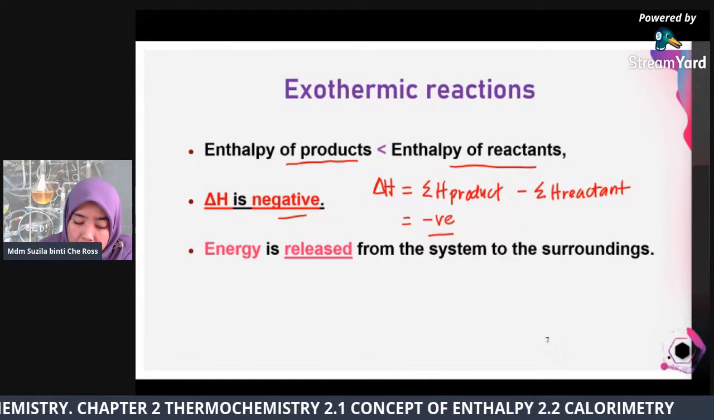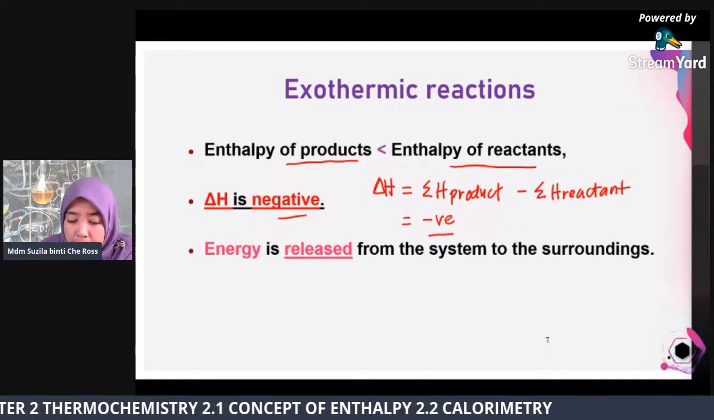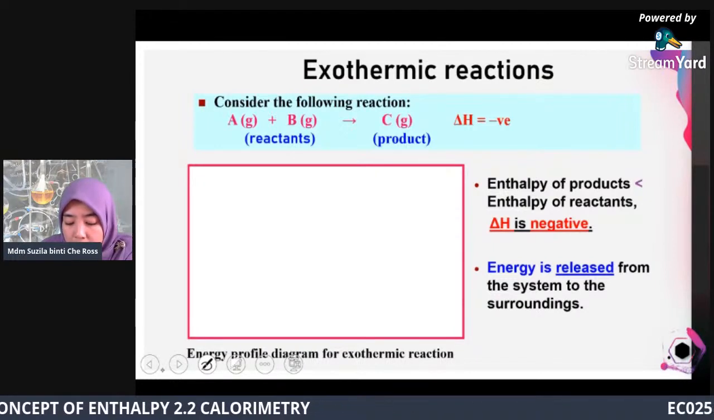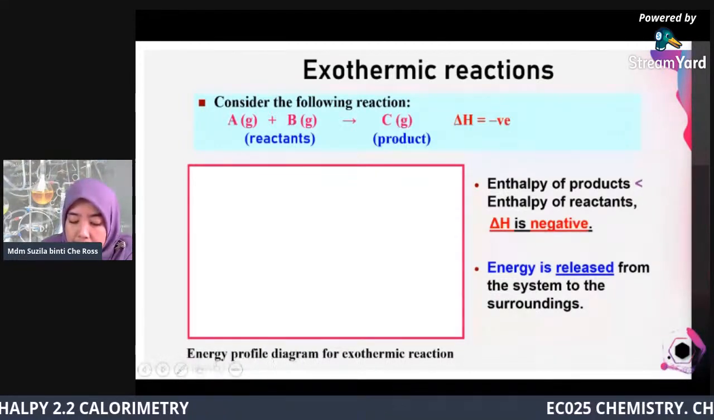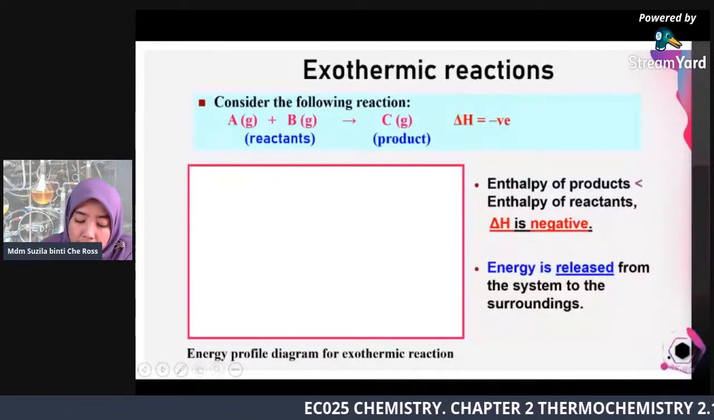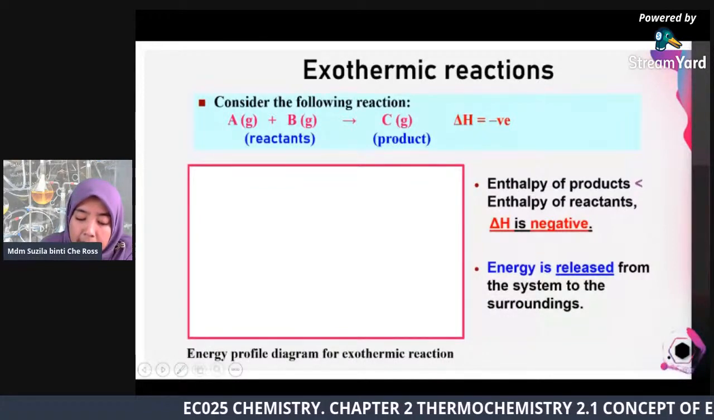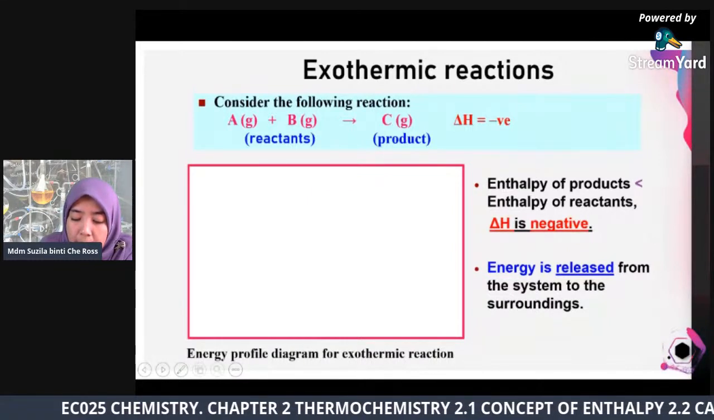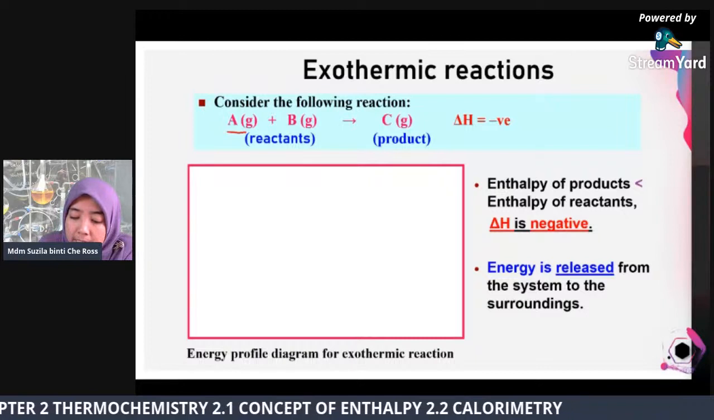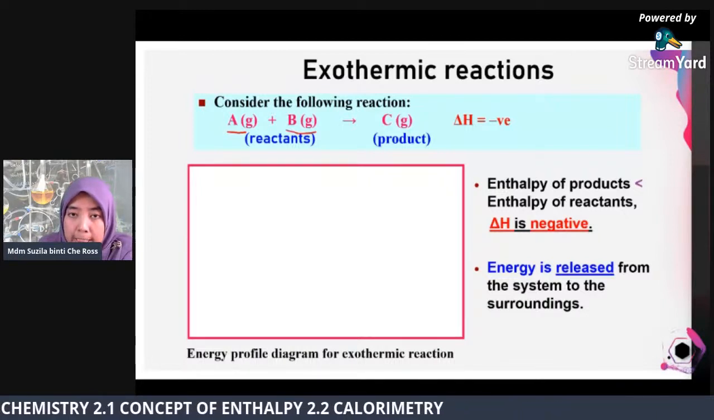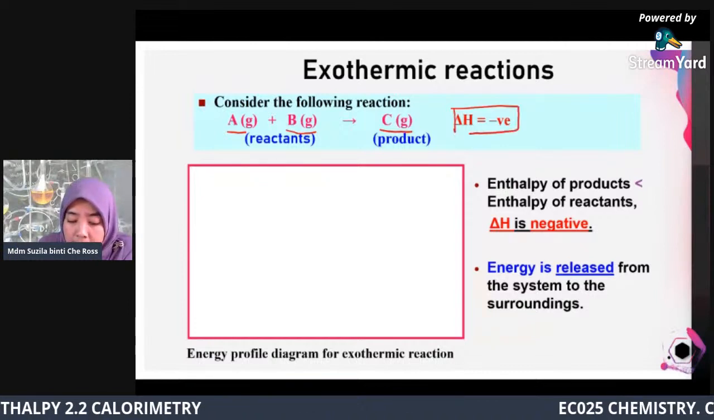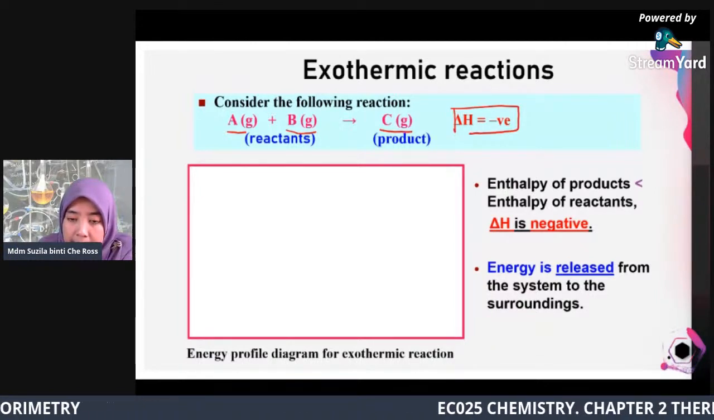Next, we want to learn how to draw an energy profile diagram for an exothermic reaction. Consider the following reaction: reactant A reacts with reactant B to produce product C, and delta H given is negative. Negative means exothermic.